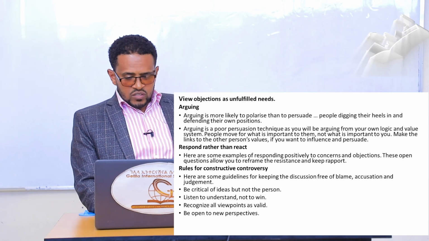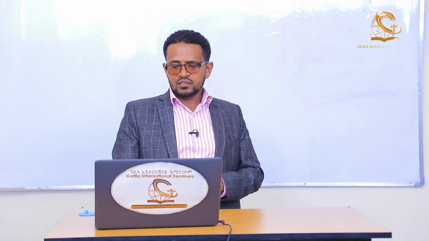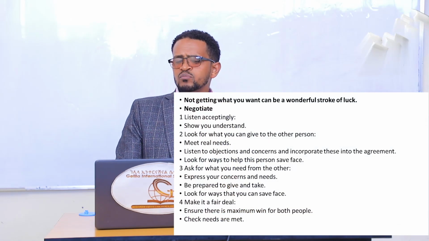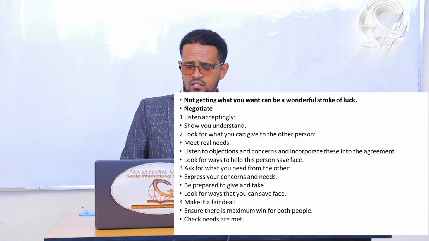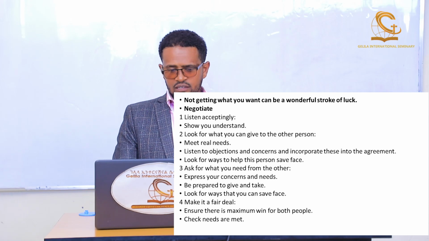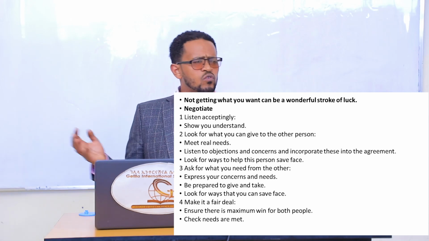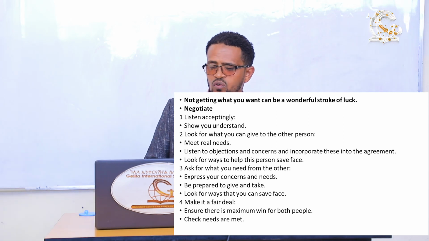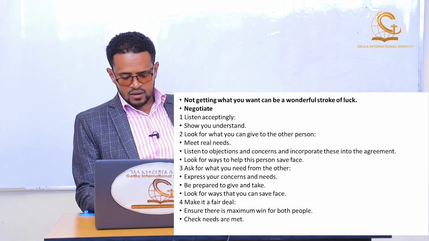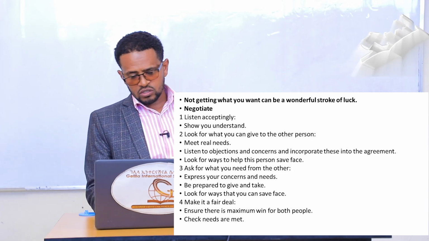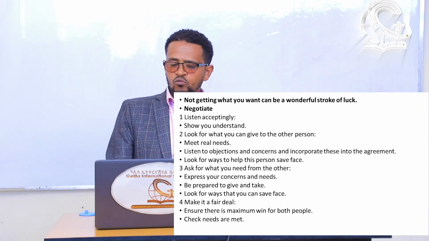The rules for constructive controversy are also part of what we discussed. Not getting what you want can be a wonderful stroke of luck. The first thing is to negotiate. In order to negotiate, listen acceptingly. Look for what you can give to the other person, ask for what you need from others, and make it a fair deal. Ensure there is maximum win for both people.